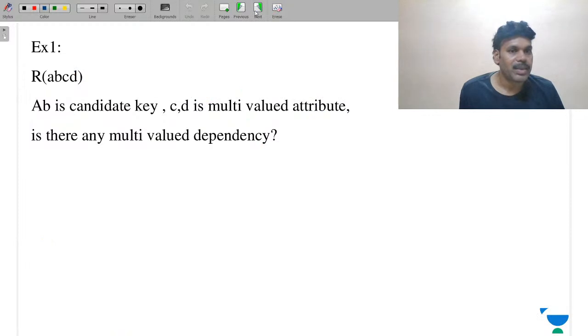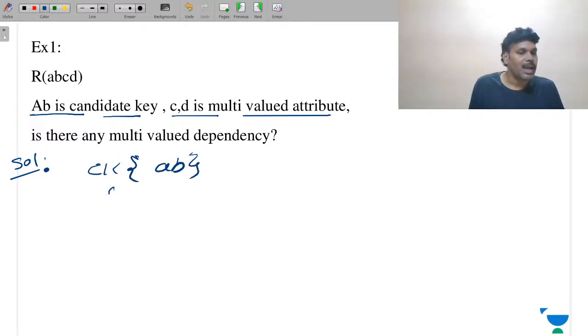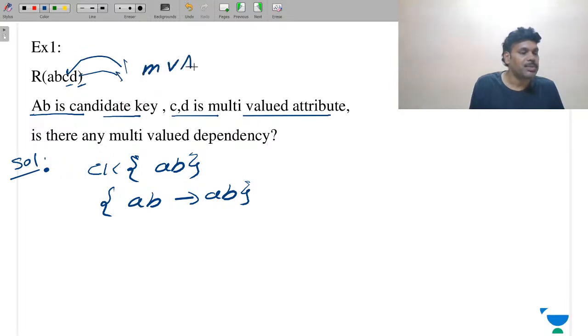So come to the next example. Now we are saying AB is a candidate key. CD is a multi-value attribute. Now the solution I am giving you: your candidate key before is AB and the dependency is AB implies AB only, because C and D together are a multi-value attribute. So the candidate key cannot derive them. That's why I have written AB implies AB.